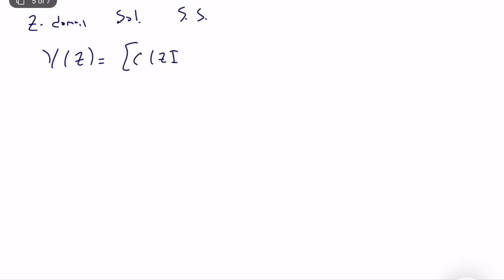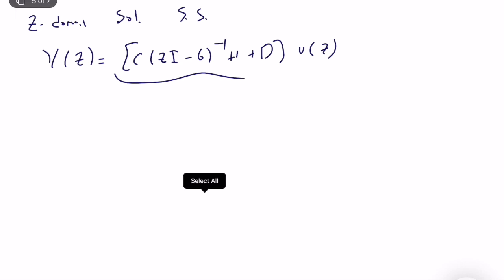Okay, nice. That's good. Now let's talk about the z-domain solution of state space equations. Technically we already covered one part where we computed the transfer function, Y of z is equal to C times (zI minus G) inverse H plus D, times U of z. That was nice, we already computed that. In this case we can also take the inverse transform, and it will be the impulse response of the system.